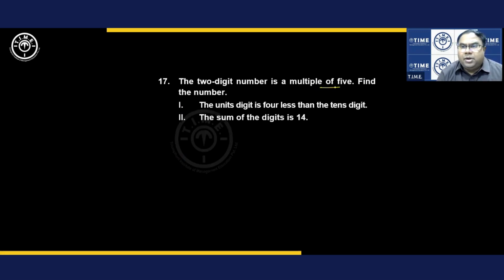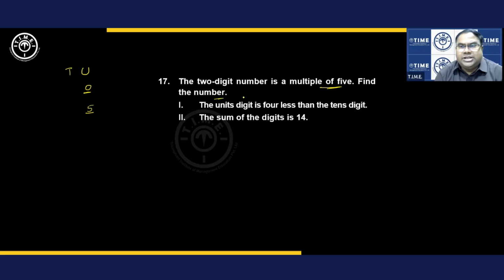Two-digit number is a multiple of 5. Find the number. Two-digit number means unit digit and ten's digit. It is a multiple of 5. Multiple of 5 means I have only two possibilities: unit digit should be 0 or unit digit should be 5. Multiple of 5 means last digit should be 0 or 5.